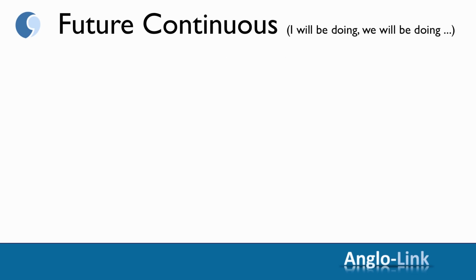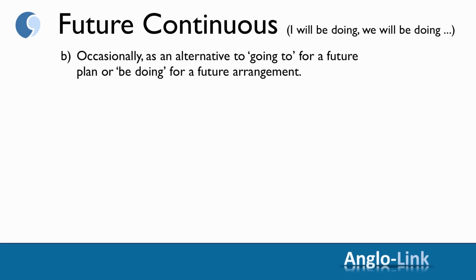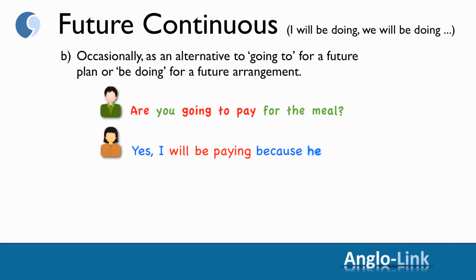The second usage of the future continuous tense was replacing the going to form for the future or the be doing form for the future. For example, are you going to pay for the meal? Yes, I will be paying because he paid last time. In this example, the future continuous tense will be paying has replaced the going to pay.